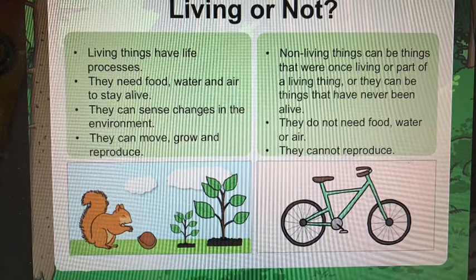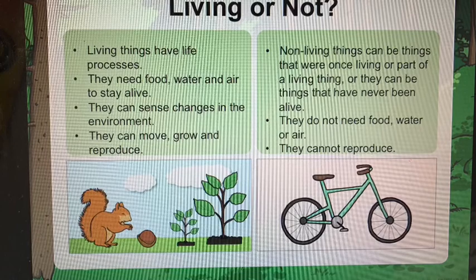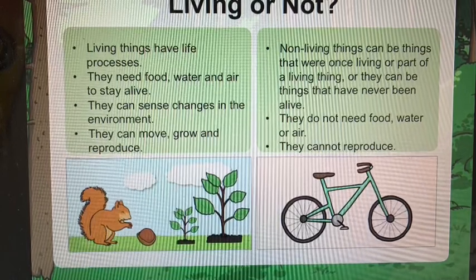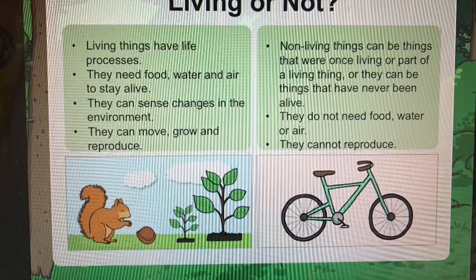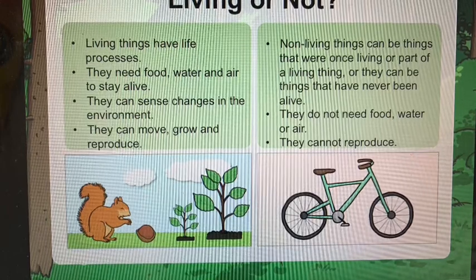And non-living things can be things that were once living or part of a living thing, or they can be things that have never been alive. Now I know that sounds a bit tricky, but we're going to go through it in a minute. They don't need food, water or air, and they cannot reproduce.